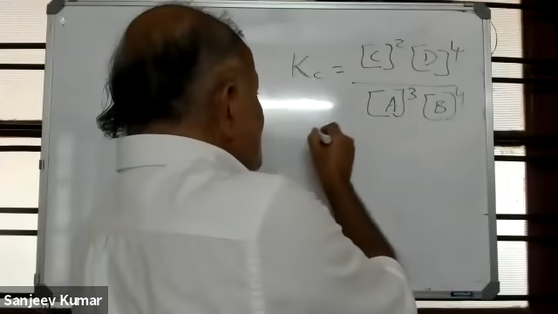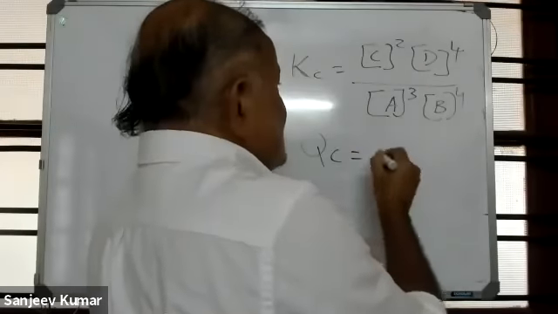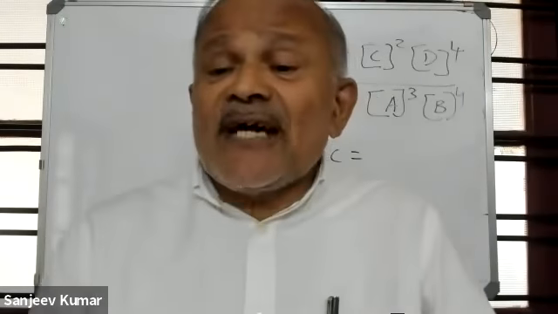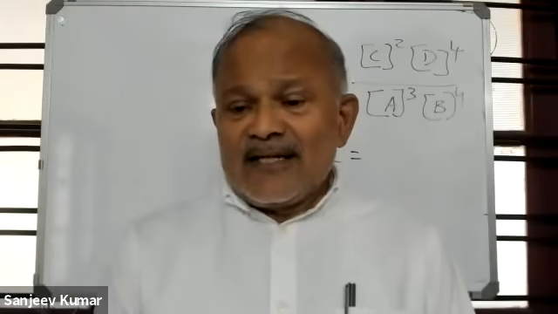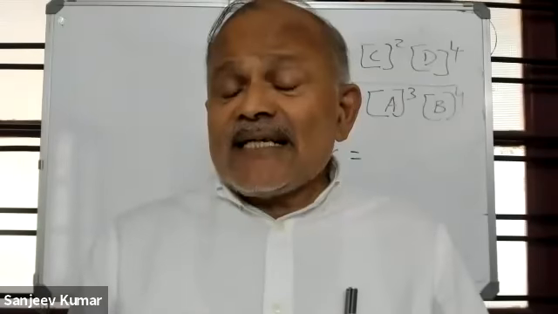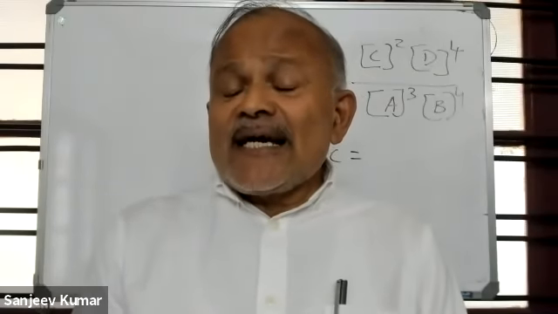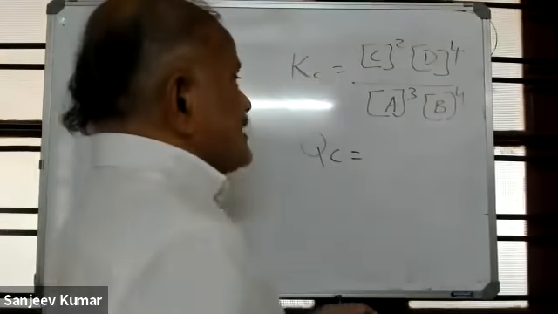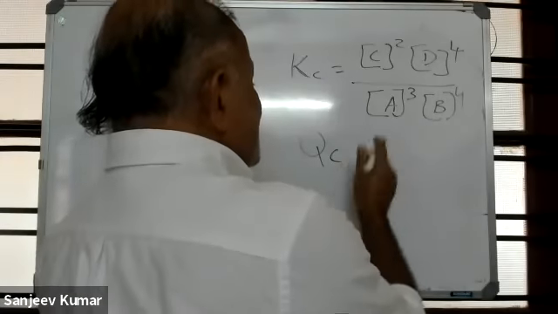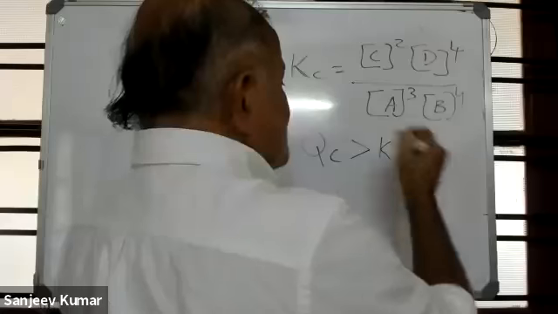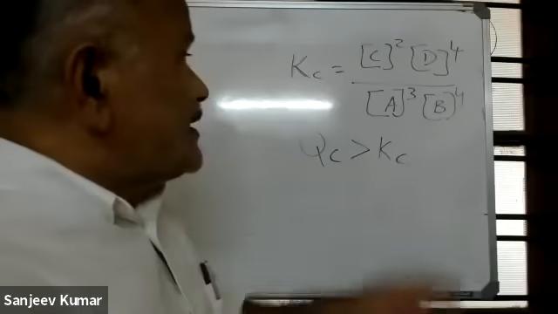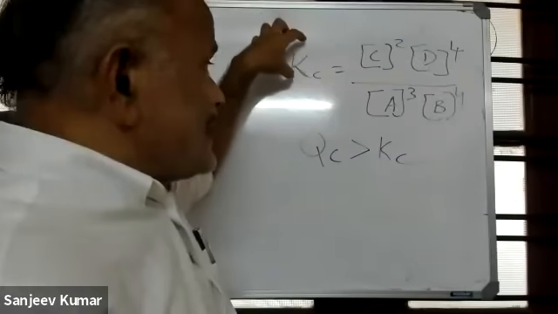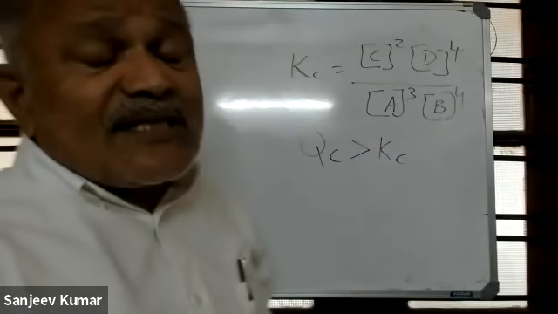But the reaction quotient Qc is the ratio between the active mass of the product to that of the reactants we are taking initially. The reaction quotient is the ratio of the concentrations we take. And if the reaction quotient Qc is greater than the equilibrium constant, what do you mean by that? The concentration of the product is greater than the equilibrium concentration.